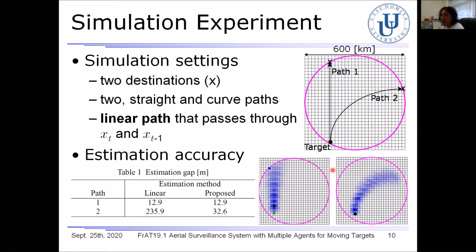This table shows the average destination gap between the estimated destination and the true destination in each step. As for path 1, the estimation gap was about 30 meters. Okay, in consideration of the size of a cell, which is 20 kilometers, both the methods successfully estimated the correct destination. On the other hand, as for path 2, the proposed method estimated the destination with 7-fold greater accuracy than the comparison method. This is because, as you can see here in this figure, the target continuously changed the moving direction rightward.